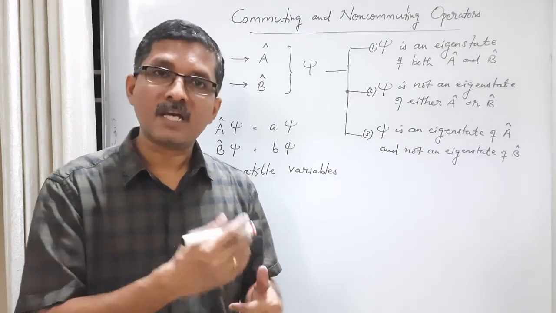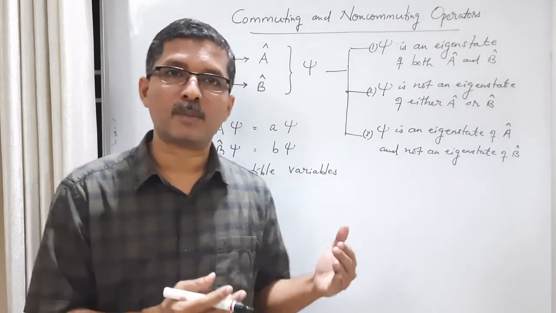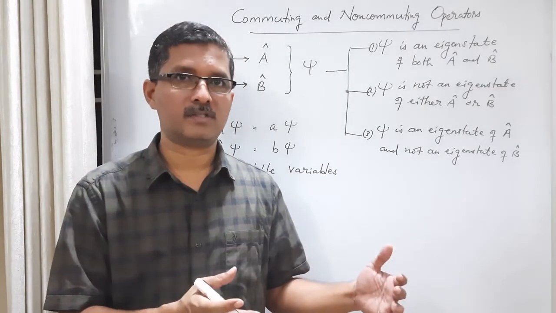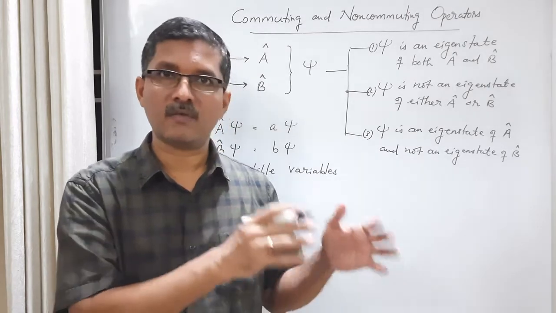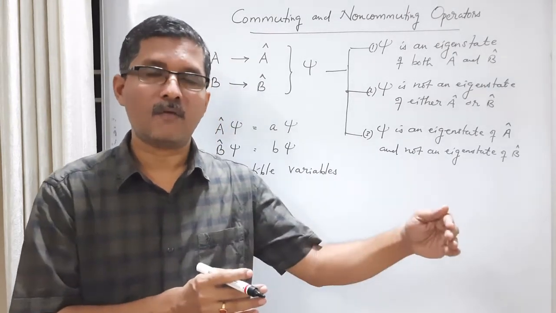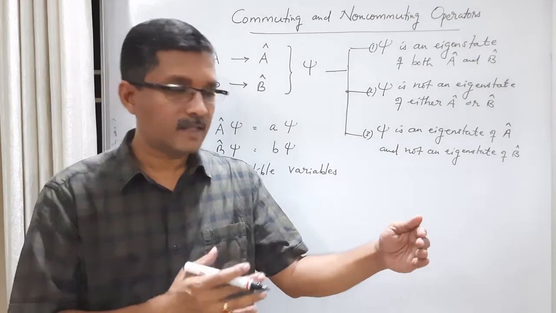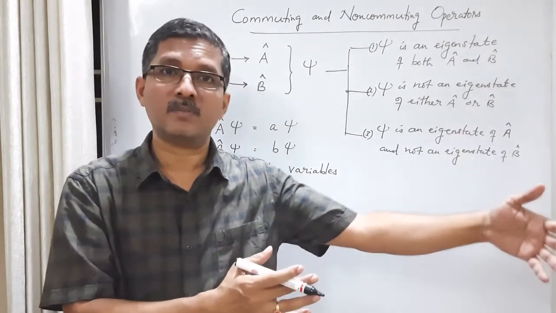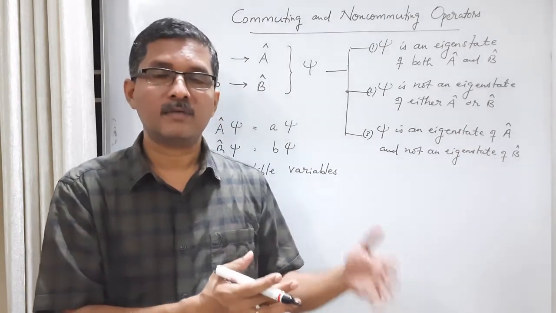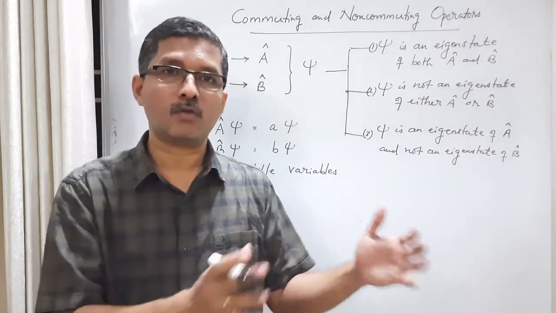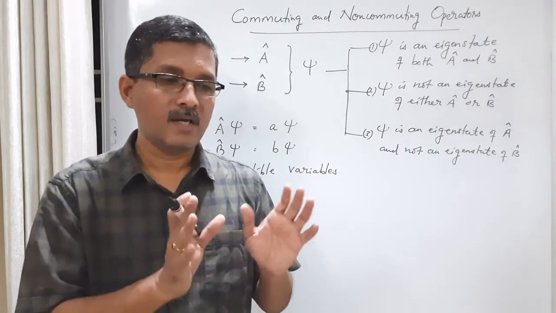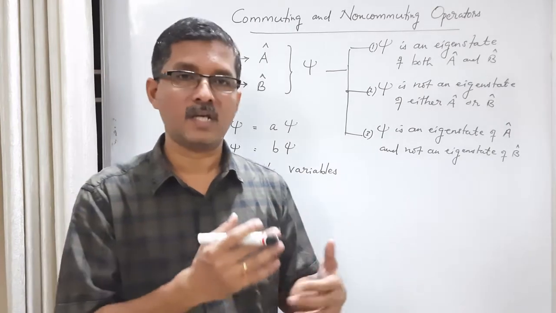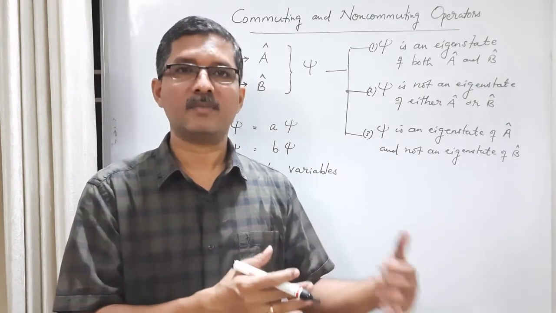Right? Suppose we change the order of measurement. First we measure B, then we measure A. Is there any change? First we measure B, we get the value small b. After the measurement, the state is again psi. Then we measure A, we get small a, and after the measurement, the state is again psi. The final state is the same. There is no change. That means the order of measurement is not important. In other words, even if you change the order of measurement, we get the same result.